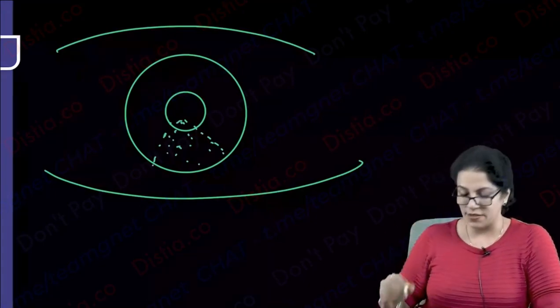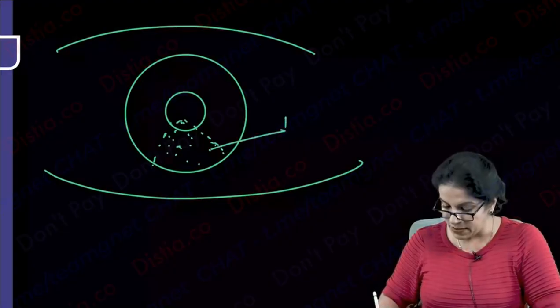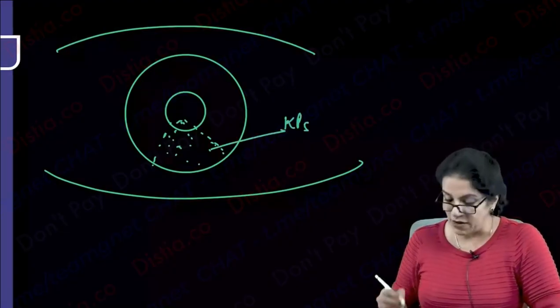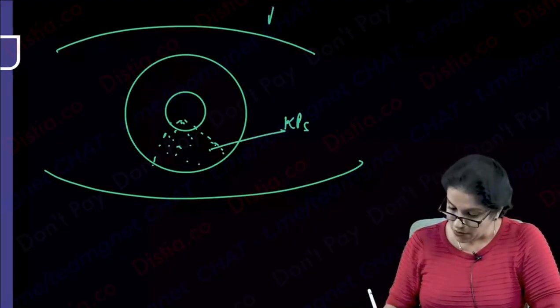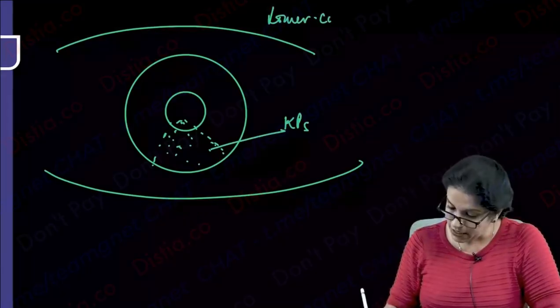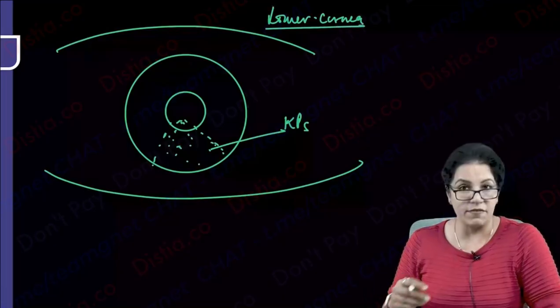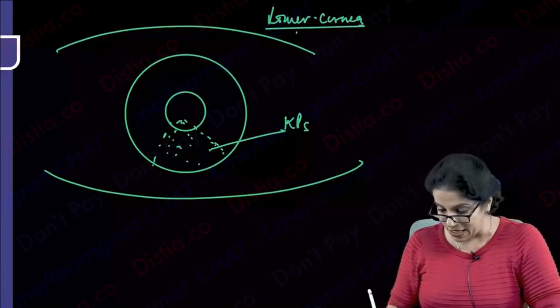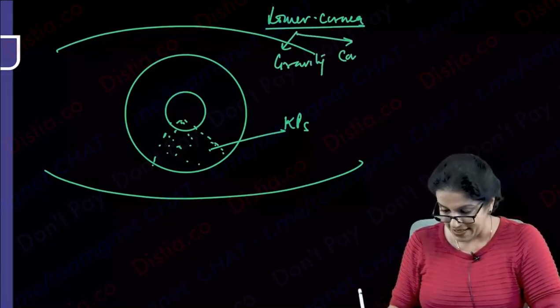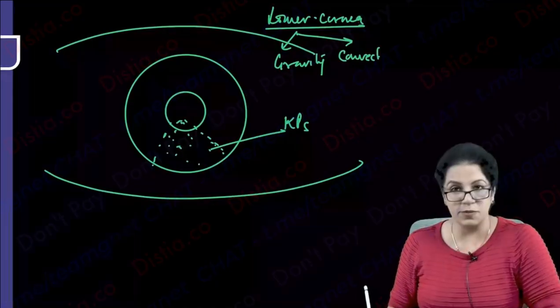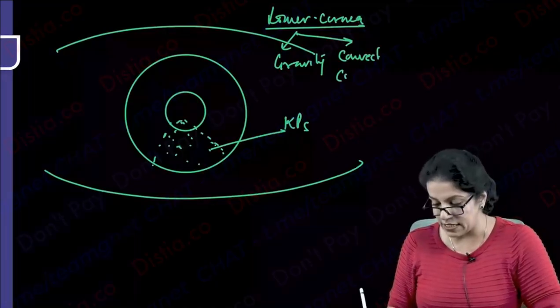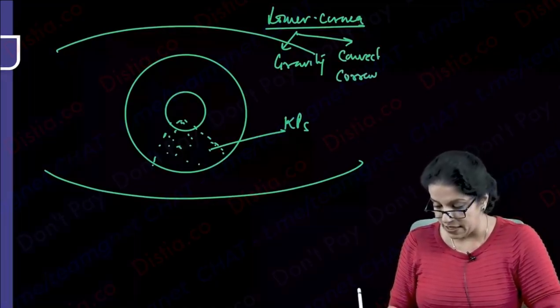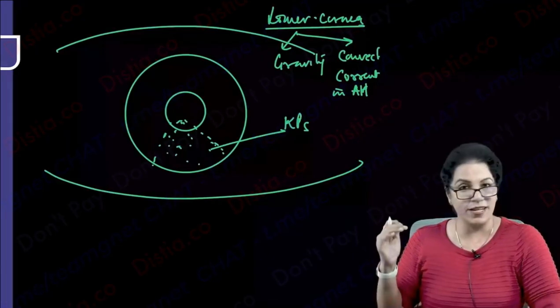So first of all, this is your exam question. Why are the KPs always on the lower cornea? Why not on the upper cornea? Of course, gravity may play some role, but mainly because of the convection current in the aqueous humor. This is the main answer we expect. Convection current in aqueous humor is responsible for settling these KPs at the lower cornea.